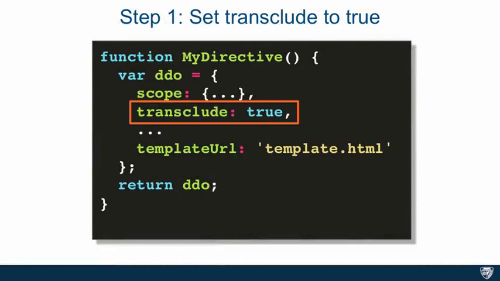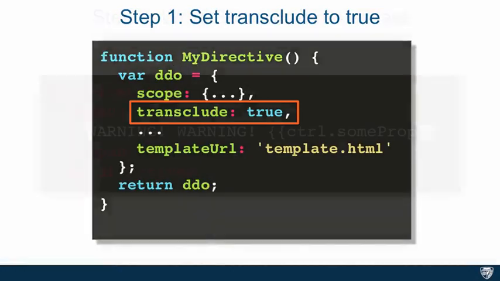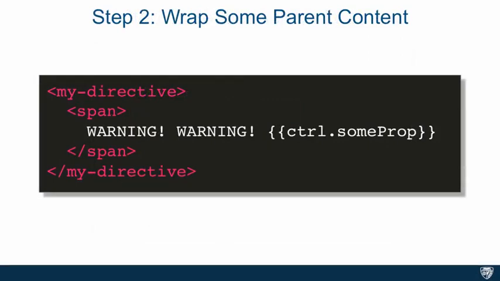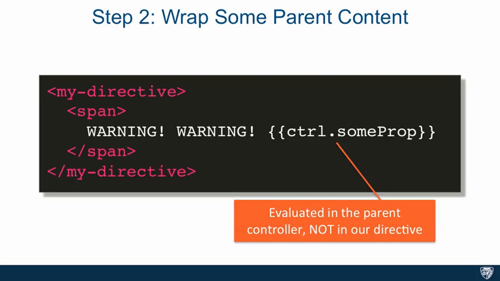Step 1 is to define the property transclude on the DDO and set it to true. Step 2 is to use your directive and wrap some content with that. Note that any properties, interpolations, and such are evaluated in the parent controller, not in our directive.